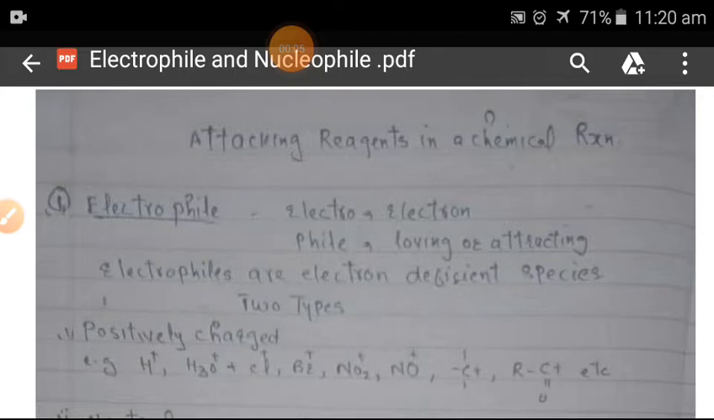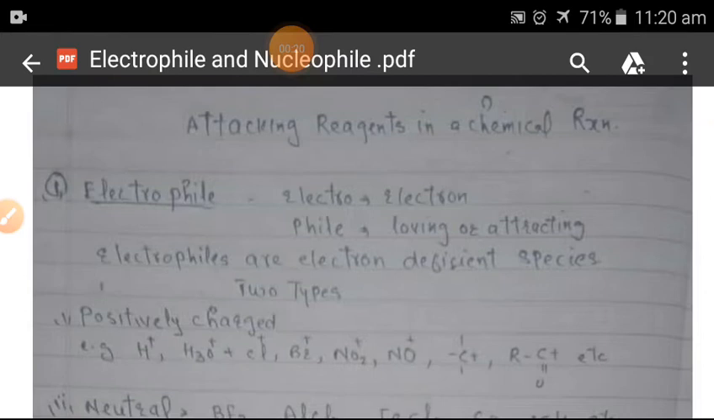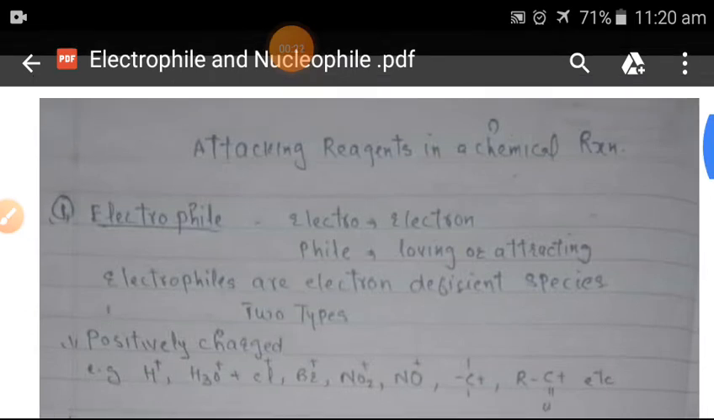Good morning, dear students. So today our topic is attacking reagents in a chemical reaction, that is electrophiles or nucleophiles. So how does a chemical reaction take place?